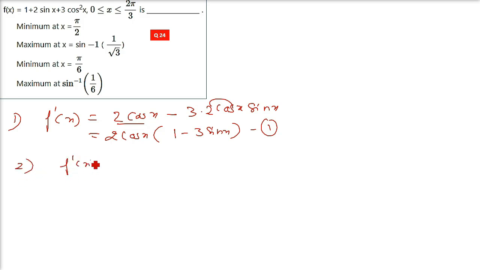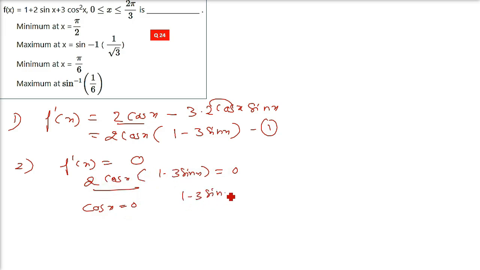Second thing will be equating it to 0. So once you equate it to 0, you get 2 cos x into 1 minus 3 sin x equals to 0. It can be cos x equals to 0. It can be 1 minus 3 sin x equals to 0. And this 1 minus 3 sin x equals 0 will give you sin x equals to 1 by 3. So cos x equals to 0 and sin x equals to 1 by 3. What is the value of x for which you get cos x equals to 0? See, cos 0 equals to 1, cos pi by 2 equals to 0. So you have x equals to pi by 2.